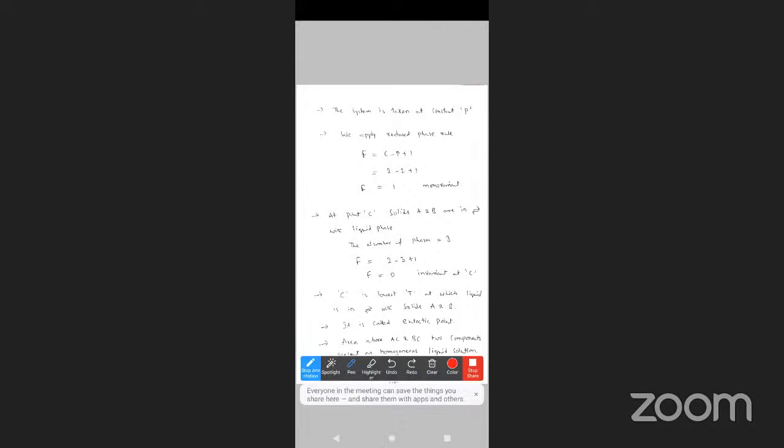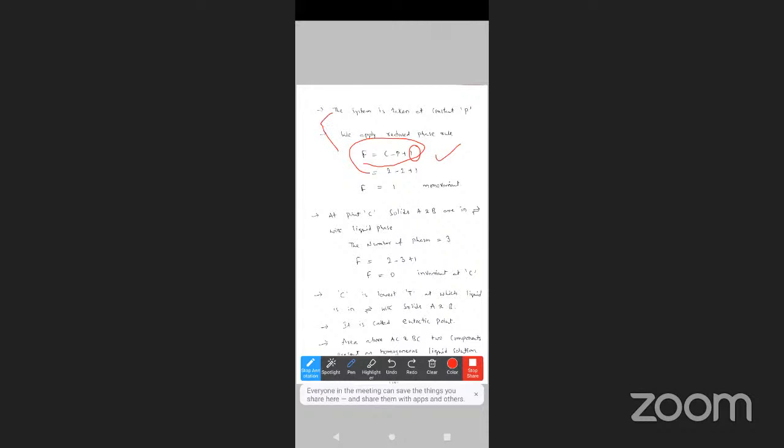At point C, what is the number of phases? 3, sir. 3 phases, sir. So what do we get, the F value? Invariant, sir. Invariant. So why have we taken this F equal to C minus P plus 1 equation instead of the Gibbs phase rule equation? Two component system. Two components, C equal to 2. But why here 1, not 2?